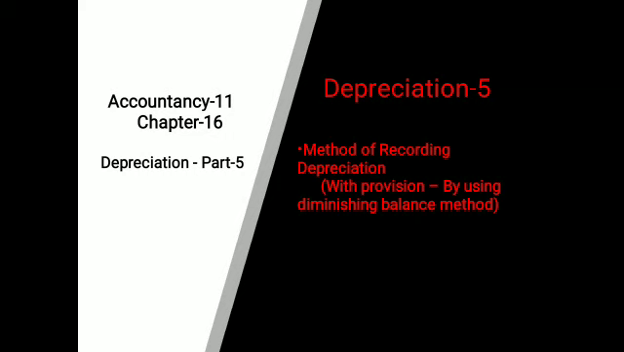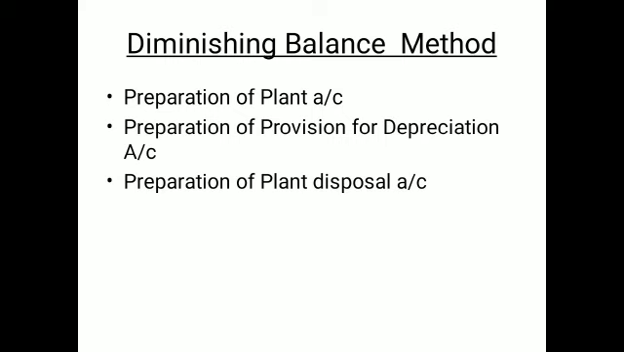Today I will tell you how to record the depreciations with the help of preparing the provision, without making the disposal and with making the disposal asset account. So you may see the diminishing balance system, already I have informed, consisting of three contents. When the provision is taken, the asset account is maintained, the plant account is maintained, and now the provision for depreciation account is needed to prepare, and third is the plant disposal account is needed to prepare.